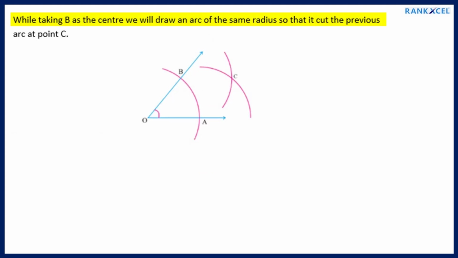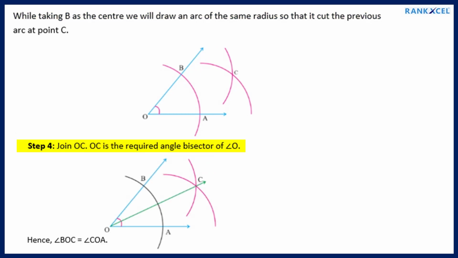While taking B as the center, we will draw an arc of the same radius so that it cuts the previous arc at point C. Step 4. Join OC. OC is the required angle bisector of angle O. Hence, angle BOC equals angle COA.